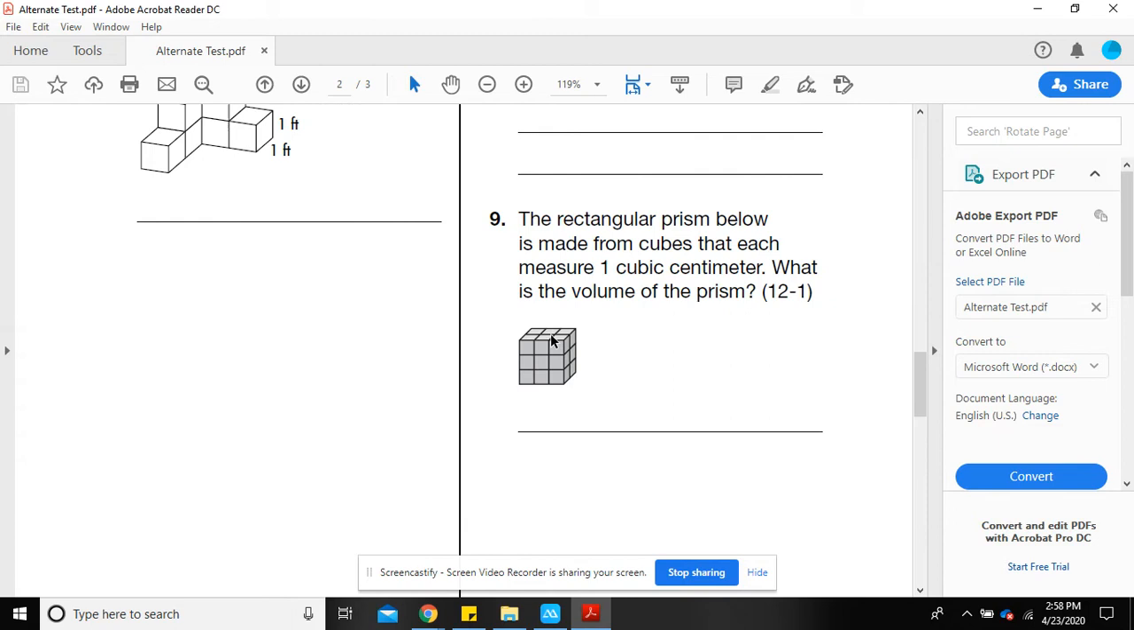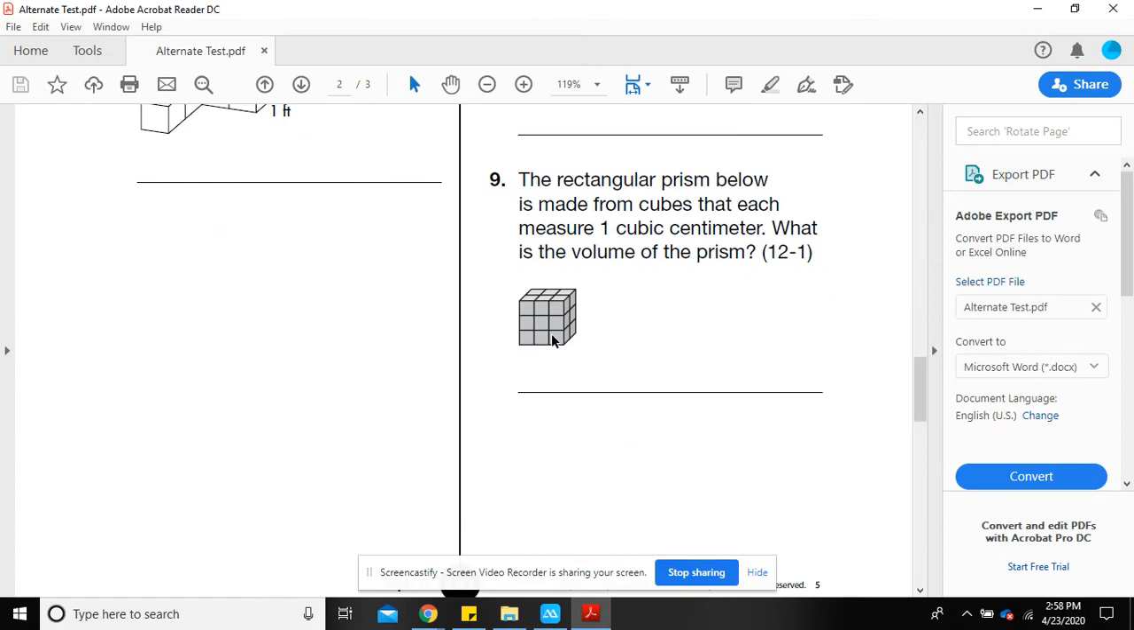Okay, let's go to number 9. The rectangular prism below is made from cubes that each measure 1 cubic centimeter. What is the volume of the prism? Okay, so I like to look at these as arrays. If I look at this top piece, I can see that there's 1, 2 by 1, 2, 3.